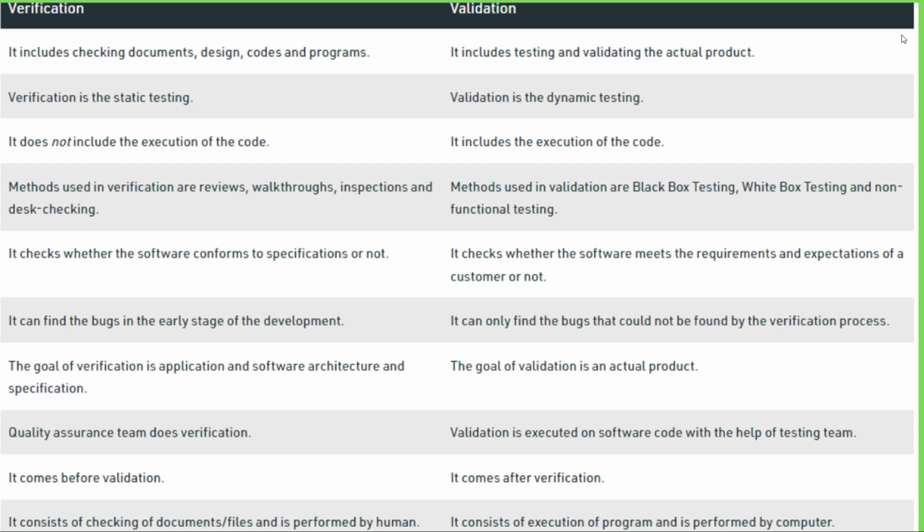Very important point, because if you do not find defects while reviewing and inspecting the document, it will cost you more when you are executing the application. The goal of verification is application, software, architecture and specification, while the goal of validation is the actual product.